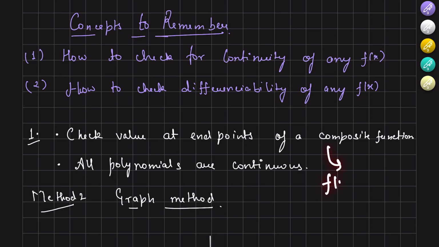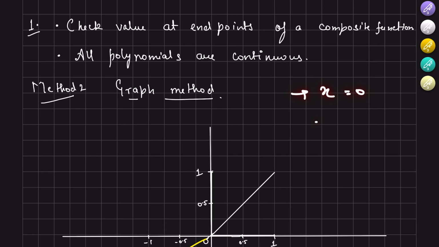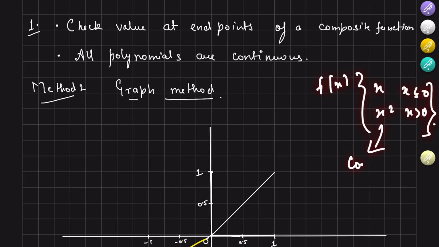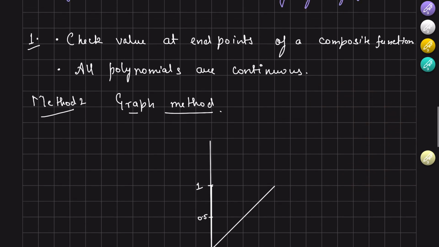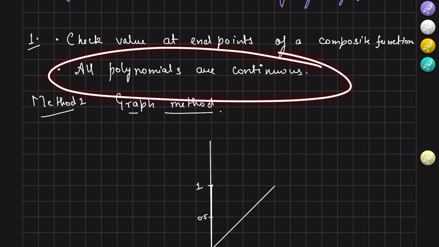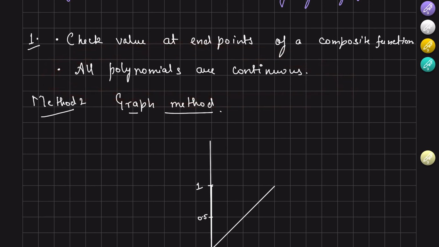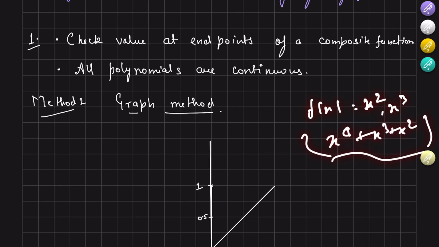For example, let us assume f(x) is x for x less than or equal to 0, and x square for x greater than 0. You can just check at x equals 0. x square at 0 is 0, and x at 0 is also 0. So this function is continuous. Similarly, in this question also we will do this. One key point to remember is all polynomials are by default continuous functions, if they are not composite. For example, f(x) equals x square, x cube, x to the 4 plus x cube plus x square, all these are continuous functions.